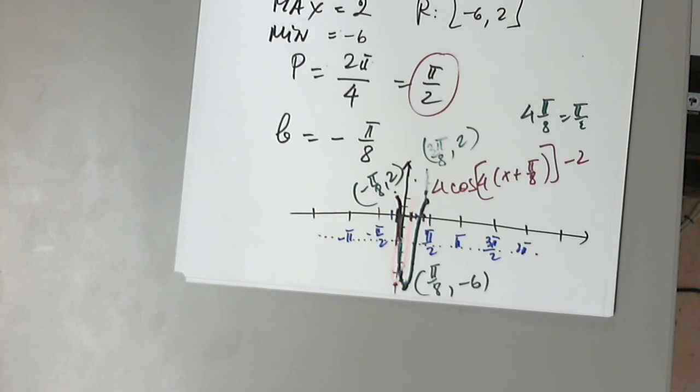No other pieces. So I have to see this. It starts at this point, at pi over 8, comma 1, and it ends at 3 pi over 8, because I have 1 pi over 8, 2 pi over 8, 3 pi over 8, 4 pi over 8, which is exactly the period of pi over 2.